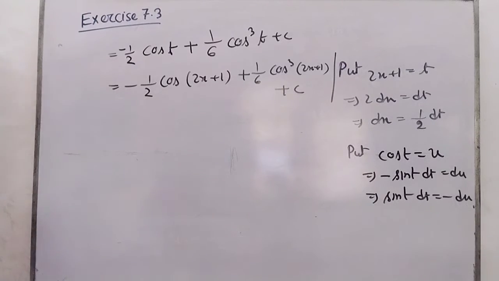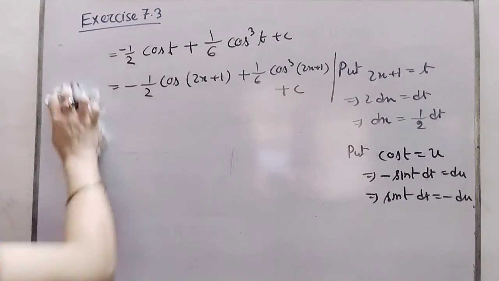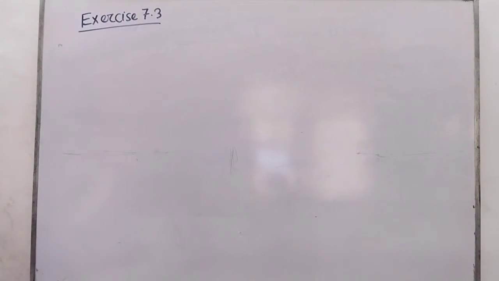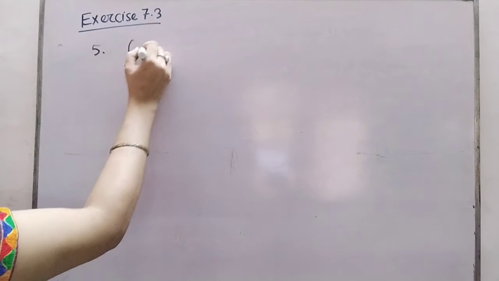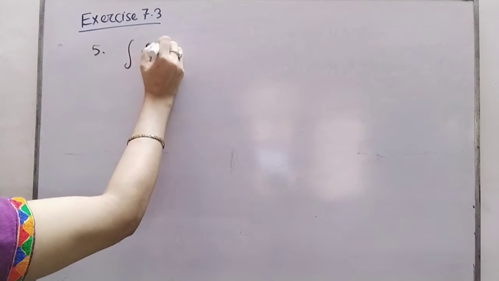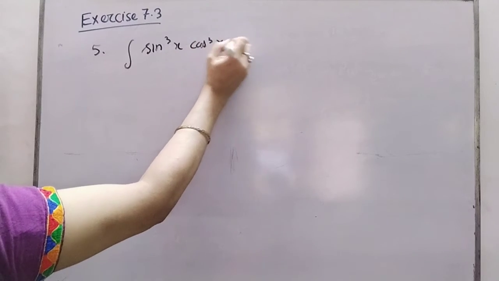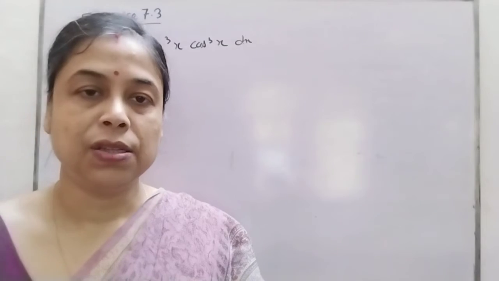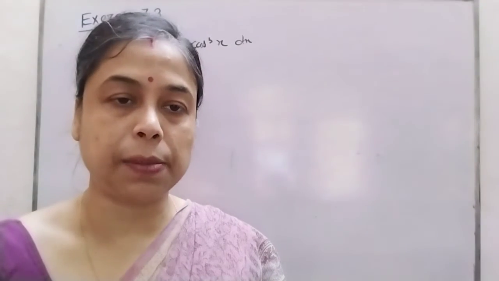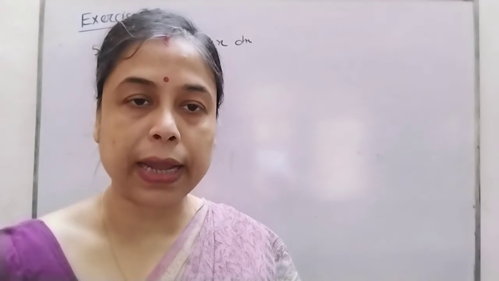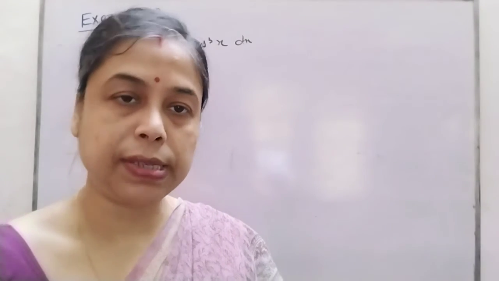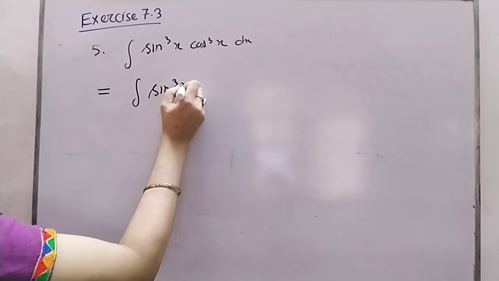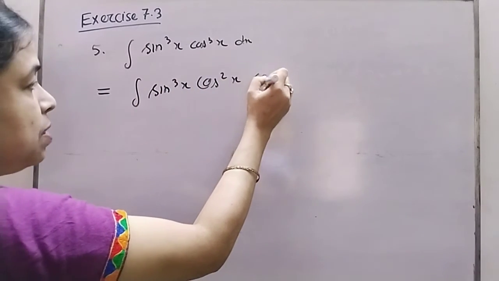Okay. Now I try to do one more question, number 5. Let us go to question number 5. Your question number 5 is integration of sine cube x into cos cube x dx. You see, both of them are now odd. So when both are odd, you can substitute any one of them. Convert any one to even and use substitution. So I'm converting cos, separating whichever you like. I have separated cos square x into cos x dx.